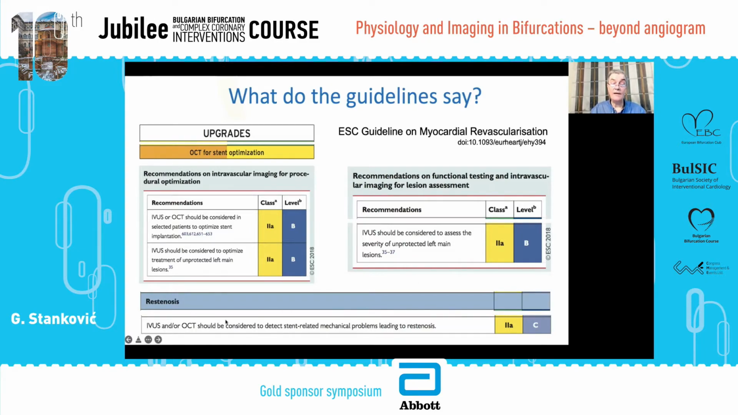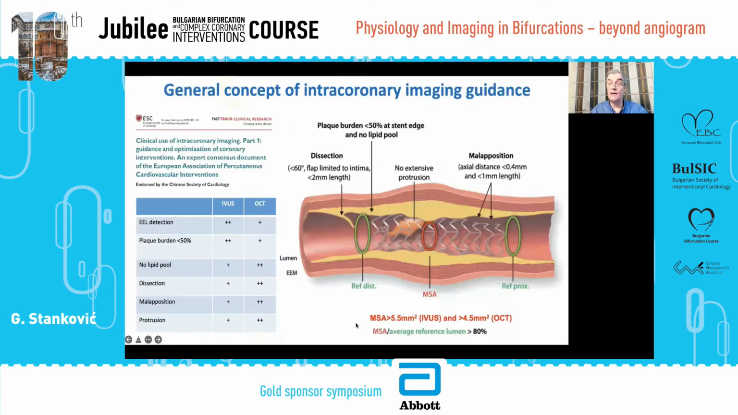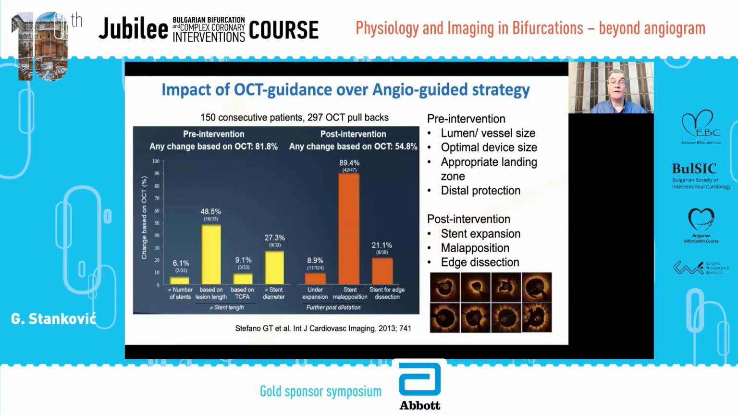Of course, imaging is critically important to detect stent-related mechanical problems which lead to restenosis. The general criteria for intracoronary imaging are well outlined in 2 expert consensus documents designed by EAPCI. So we look for a stent area more than 5.5 square millimeters on IVUS, more than 4.5 square millimeters on OCT, then an expansion index more than 80% if we want to make sure that we improve the clinical outcome of our patients.